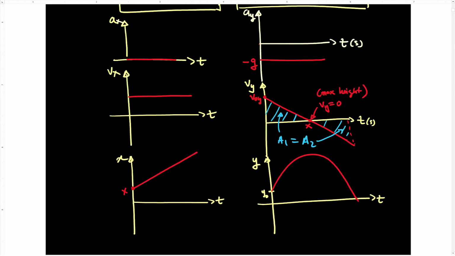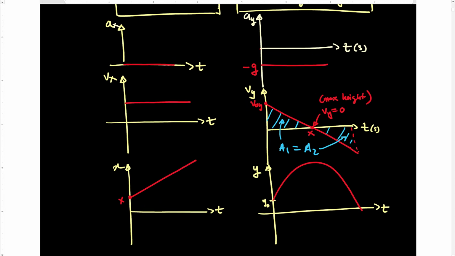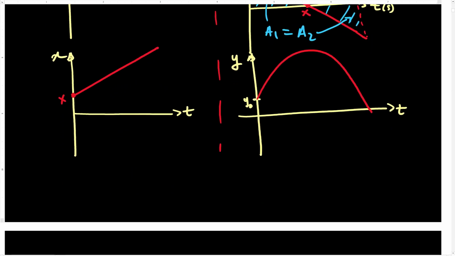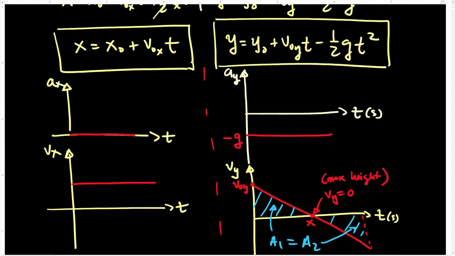So you can clearly compare the graphs for the horizontal motion and the graphs for the vertical motion. They are very beautiful, but they are fundamentally very different. Now, the next thing that I would like for us to do will be to look at the equation of motion or the equation of trajectory.